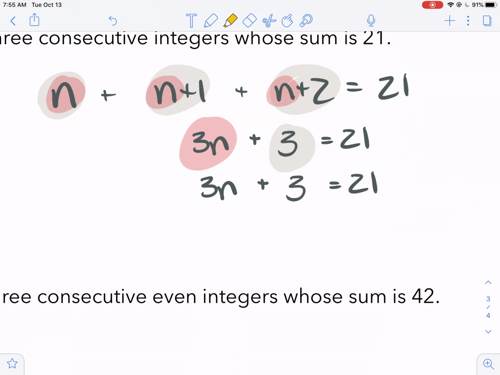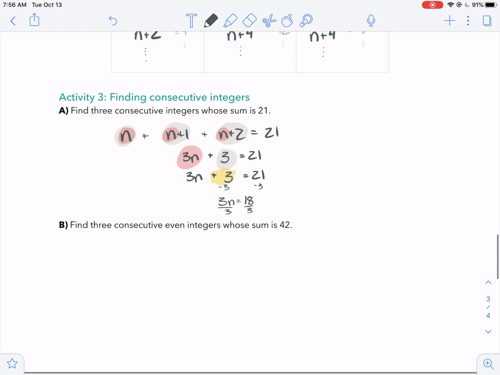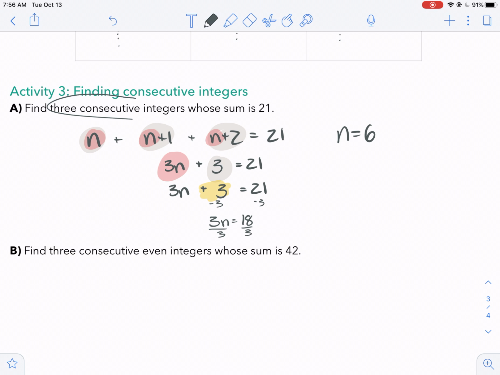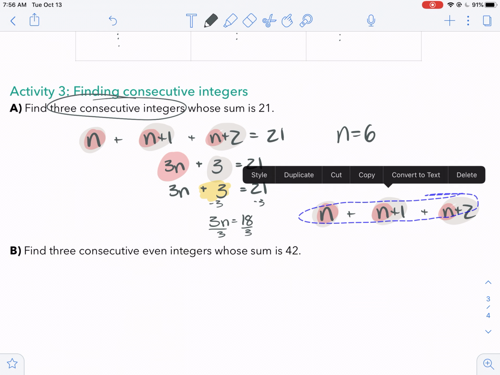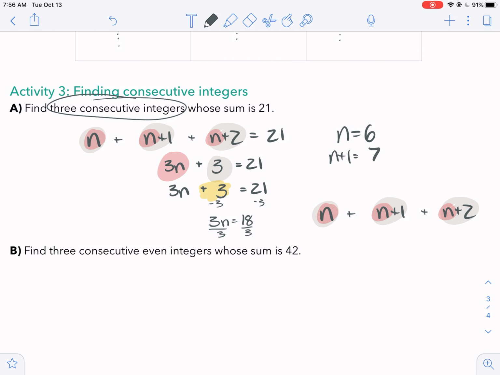First, we're going to undo the plus 3. So we minus 3 from both sides. We have 3n equals 18. Divide by 3, divide by 3. n equals 6. But we're not done, because that's just our starting point. Remember, we need 3 numbers. But our starting numbers were n, n plus 1, and n plus 2. So all we need to do is find out what's n plus 1, which is 7, and what's n plus 2, 8. So our 3 numbers in a row are 6, 7, and 8.